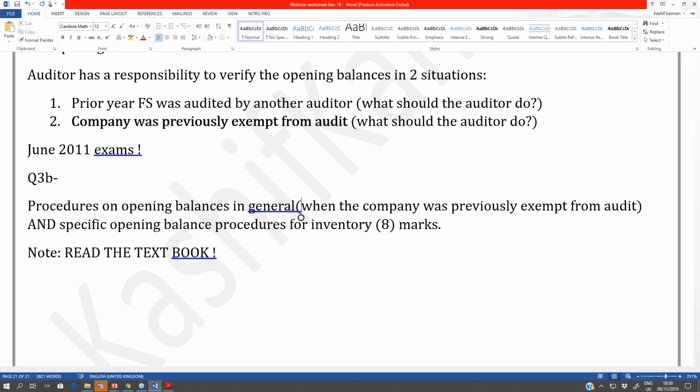So please prepare this question, go through the answer, and have proper knowledge on opening balances. You cannot just skip opening balances and enter the exam hall. So read the textbook and have a proper revision of opening balances. You cannot just take a risk on this topic.